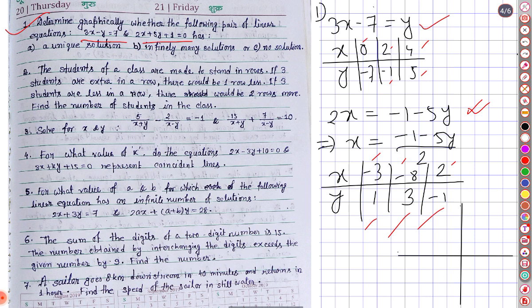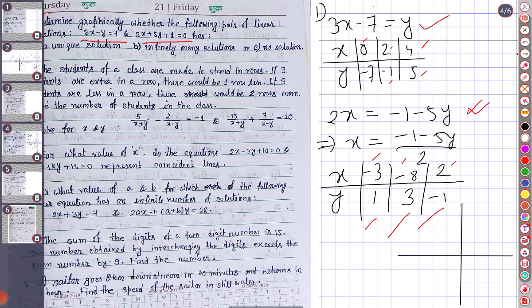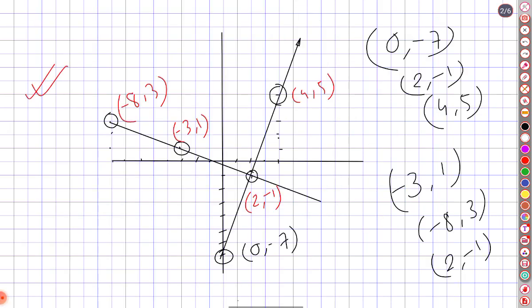We represent these 6 points, and we will see what type of lines we are getting. Okay, let's see. So here is the picture graph. These are 3 points, and these are 3 points for the second line. So if you represent 0 comma minus 7, 2 comma minus 1, and 4 comma 5, and join these 3 points, you will get this line.